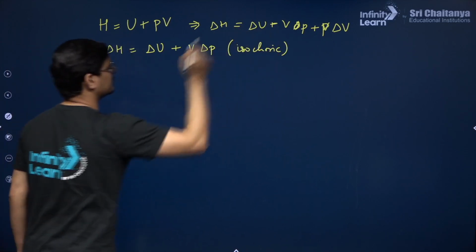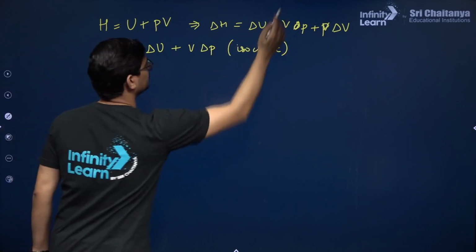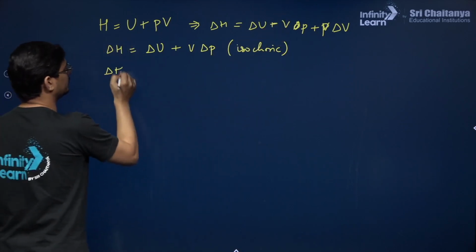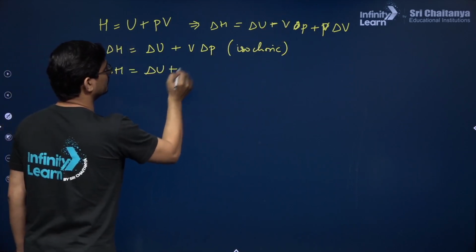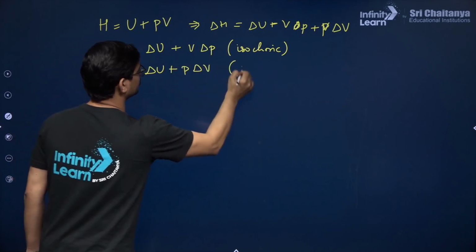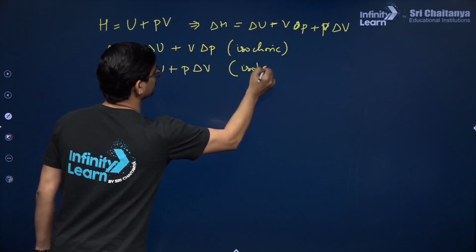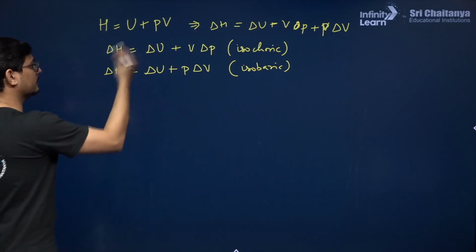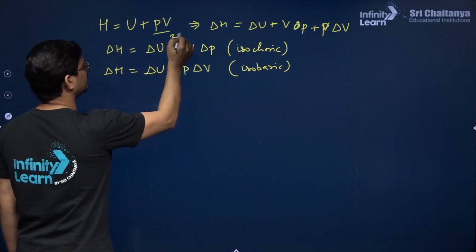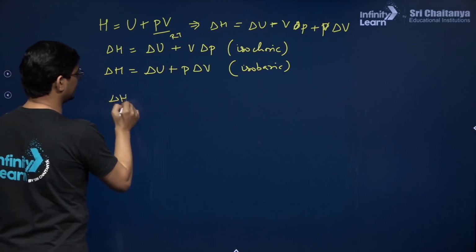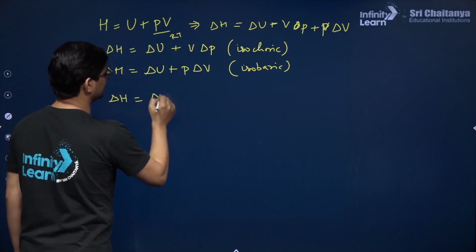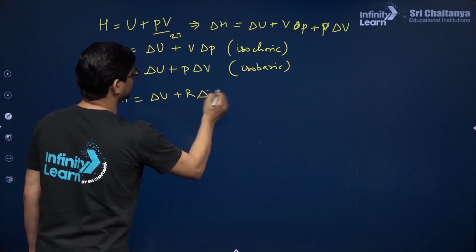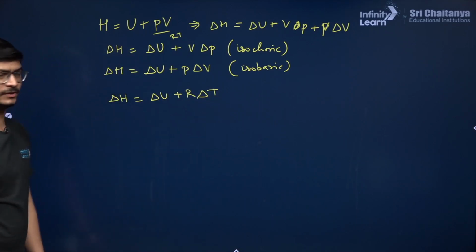If the process is isobaric, then delta P will be 0. So now it can be written as delta H is delta U plus P delta V. So you can write this for an isobaric process. Then if you substitute PV by RT, for 1 mole of ideal gas, you can also write delta H is delta U plus R delta T. This is also another expression that we use.